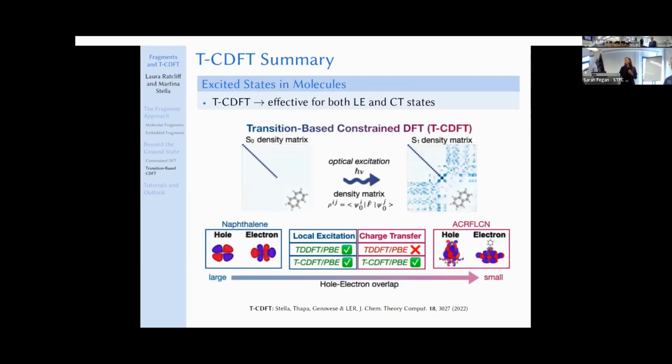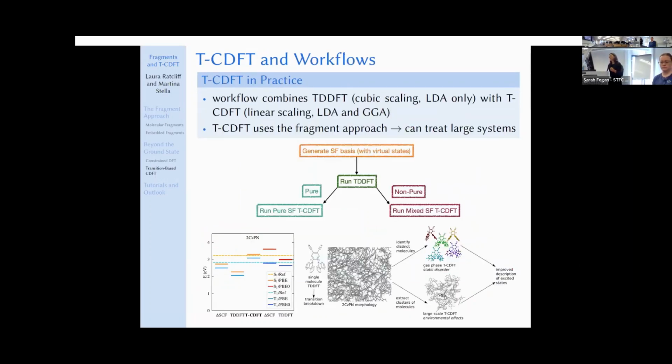Okay, so to sum up, this is a very nice picture that shows that the transition-based constrained DFT can effectively describe excitation energy for both local and charge transfer states. So it can be considered independent from the nature of the excitation, contrary to standard TD-DFT with standard functionals that fails for charge transfer states. So this method has been incorporated in a couple of different workflows because it has the potential to be applied in different situations.